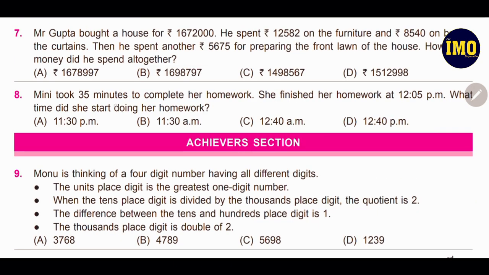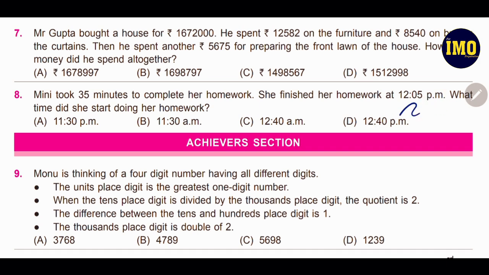Now Minnie took 35 minutes to complete her homework. She finished her homework at 12. Sorry, she started her homework at 12:05 p.m. What time did she start doing her homework? Suppose she finished her homework, it means that she started 35 minutes earlier than the given time.